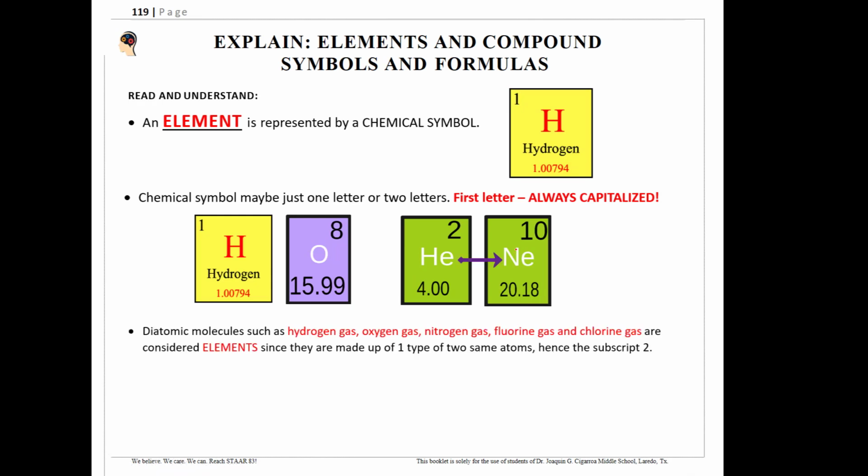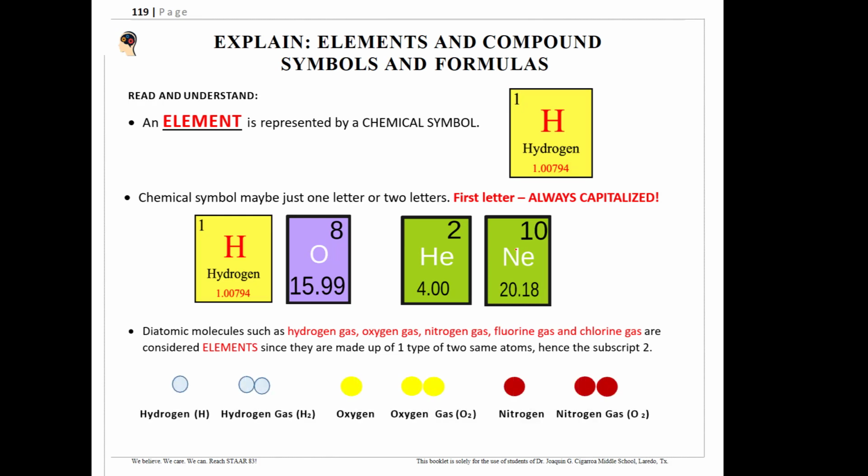Let's take a look at what we call diatomic molecules, such as hydrogen gas, oxygen gas, nitrogen gas, fluorine gas, and chlorine gas. They are considered elements since they are made up of one type of atom, two of the same atoms, hence the subscript 2. Now we'll talk about subscripts in a few minutes, if not today, we're going to talk about it tomorrow. Now again, let me correct the error. That's going to be N2.